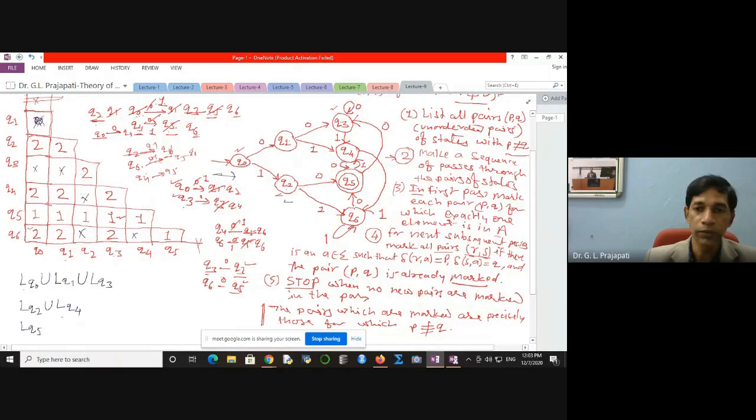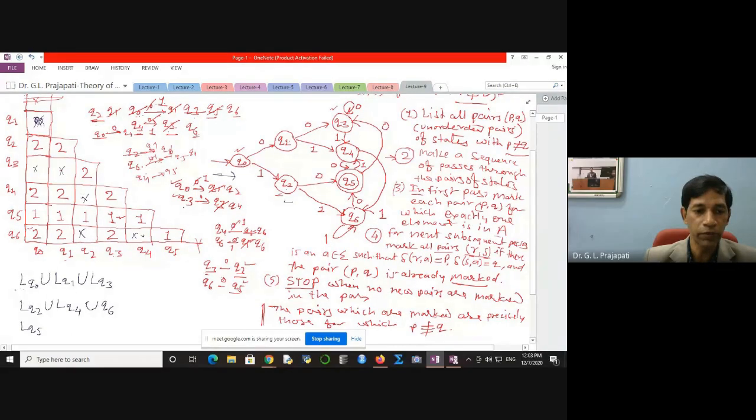Now you have to see where Q6 can come. If you consider Q6 and Q4, this pair is not marked, which means Q4 and Q6 are equivalent. So here Q6 will go to this equivalence class. So this is the Q6. Now all states are over.